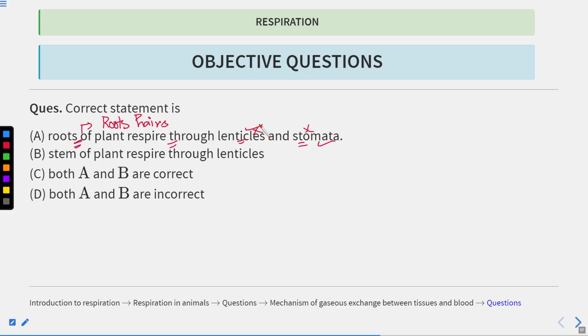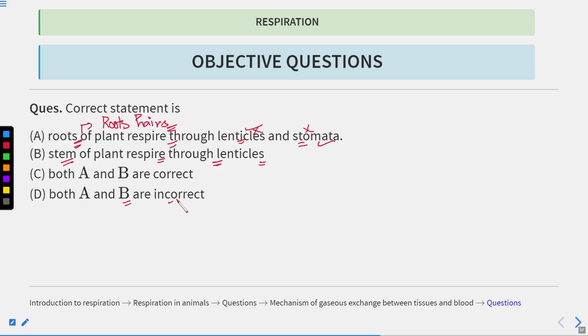Lenticels, these are present where? They are present in the woody stem. And respiration in roots, or exchange of gases in roots, takes place with the help of root hairs. Now, next option is stem of the plant respire through lenticels. So in woody stems, lenticels are present, and that help in the exchange of the gases, or you can say help the plant to respire. Option number C is both A and B, and option number D is both A and B are incorrect.